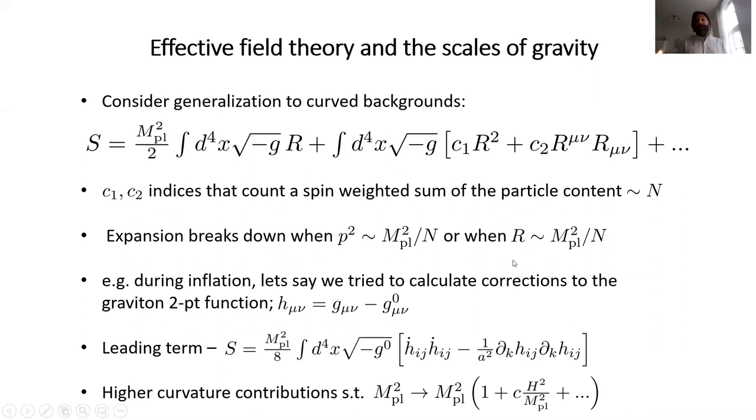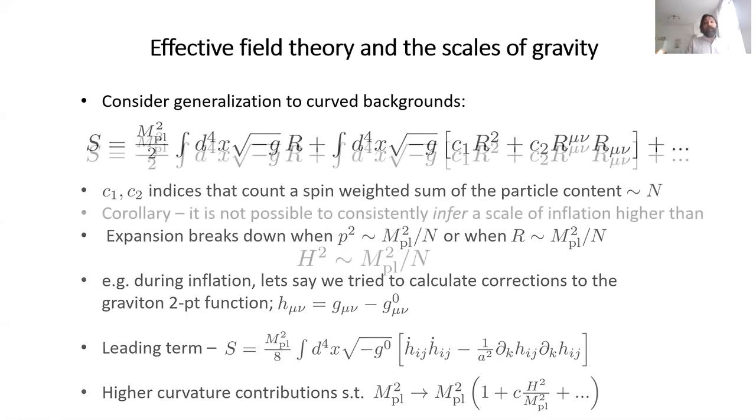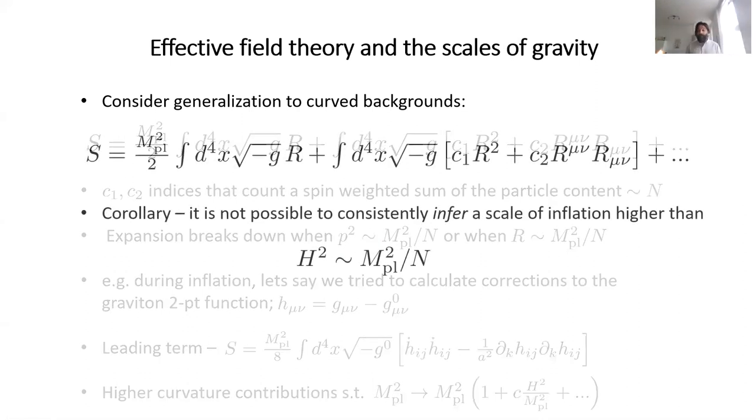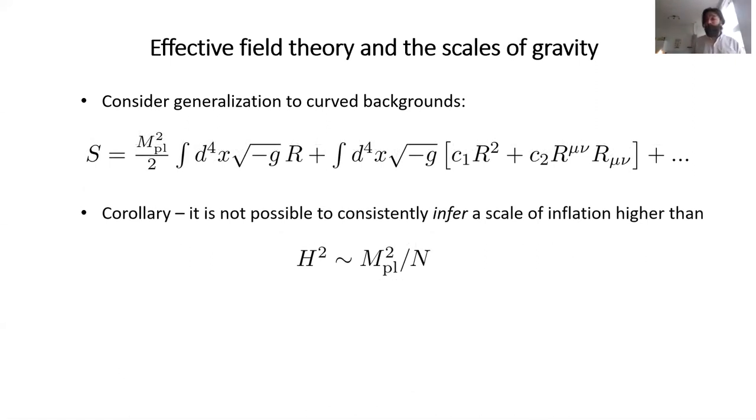Again, if you describe C1 and C2 as being proportional to the number of degrees of freedom, you see this expansion breaks down either when the momentum transfer is of order M Planck divided by square root of N, or when the curvature is of order M Planck squared over N. So this is telling you that things become strongly coupled when the scale of gravity is greater than M Planck divided by N.